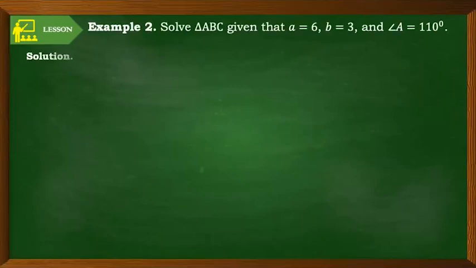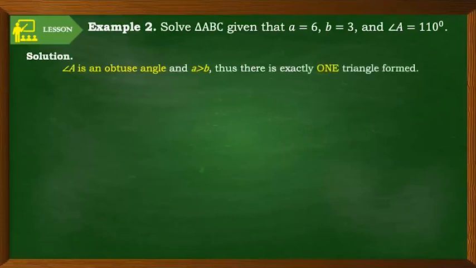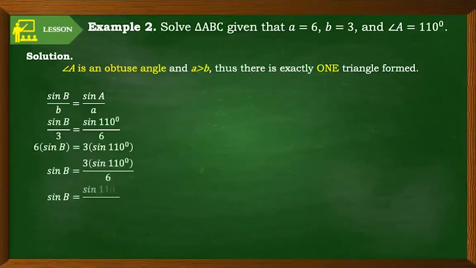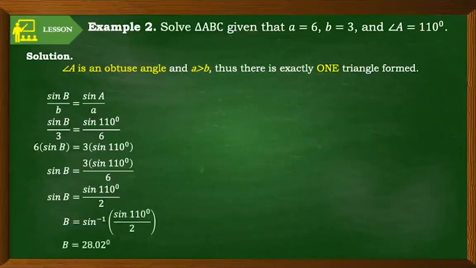So angle A is an obtuse angle and side A is greater than side B, thus there is exactly one triangle formed. Since a, b, and angle A are known, we can use the formula sine B over b equals sine A over a. Substitute the values, we cross multiply, divide both sides by 6. We solve for angle B using your calculator, so B equals 28.02 degrees.